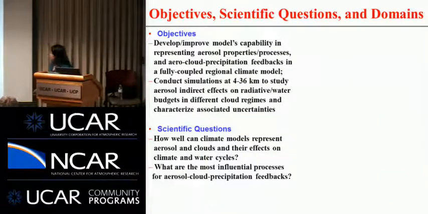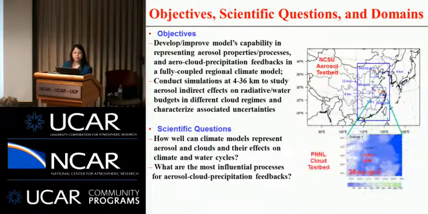And the scientific question we'd like to address here: first, how well can climate models represent aerosol and clouds and their effect on climate and the water cycle? The other question we are particularly interested in: what are the most influential processes for aerosol-cloud-precipitation feedbacks? And to address those questions, the best test bed we figured is East Asia, where the pollution is very heavy and with very high concentrations of aerosols, which in turn give a much stronger signal for aerosol direct and indirect forcing. This is in collaboration with the Pacific Northwest National Laboratory and also UCSD.